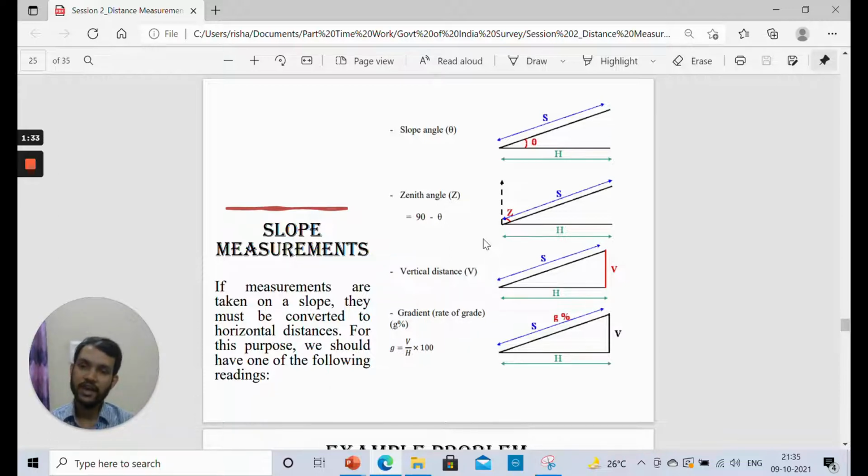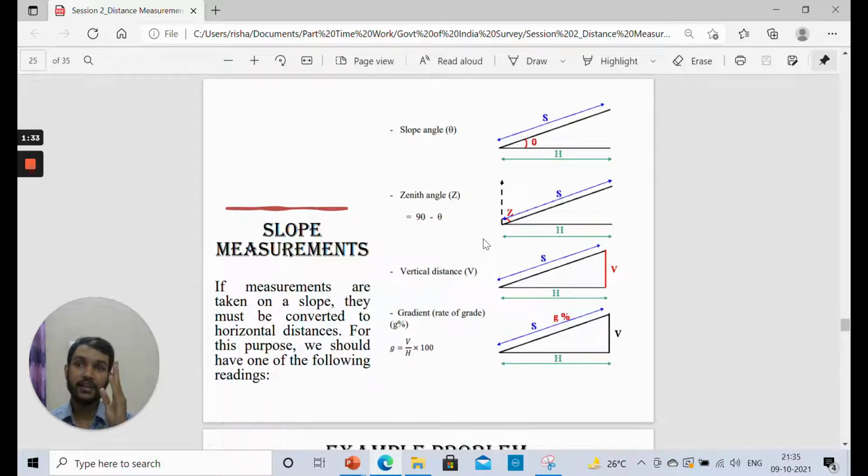Slope distance s into cos theta gives us the horizontal distance between those 2 points. It can also be done using the zenith angle. What happens is, if we have got the reading of slope distance between 2 points, and we have got the zenith angle z.